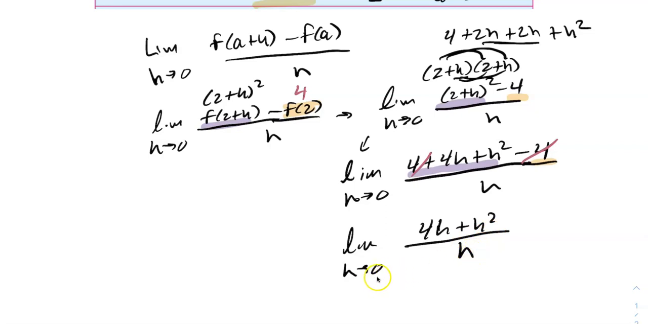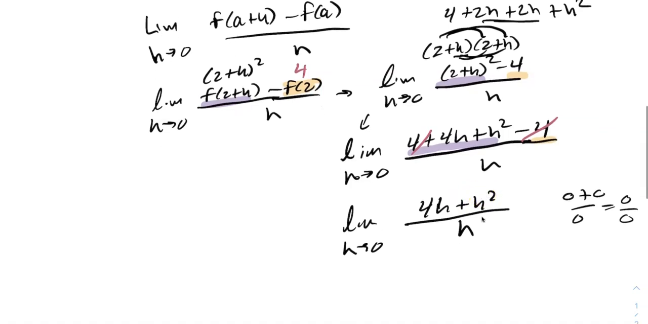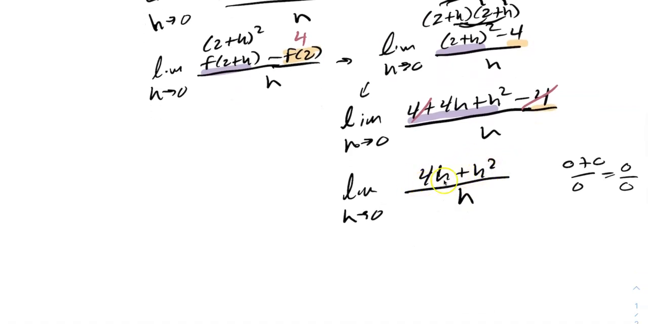What happens if I substitute in 0 here? I would get 0 plus 0 over 0, or 0 over 0. So I still have some work to do. Remember, in IB AA SL, it just means factor. And look at the top here. I could factor out an h.